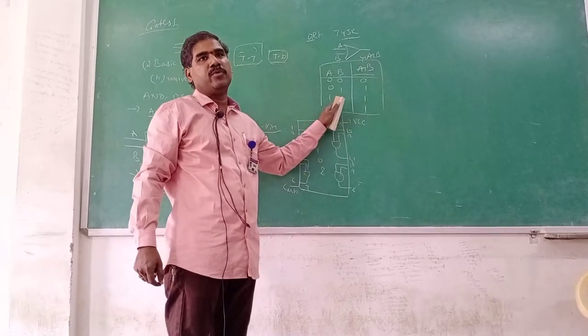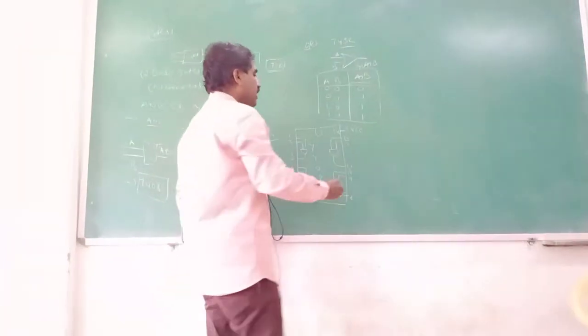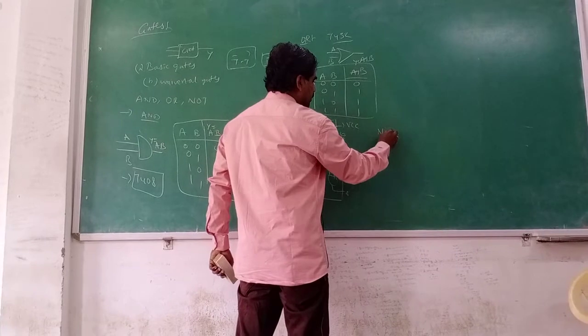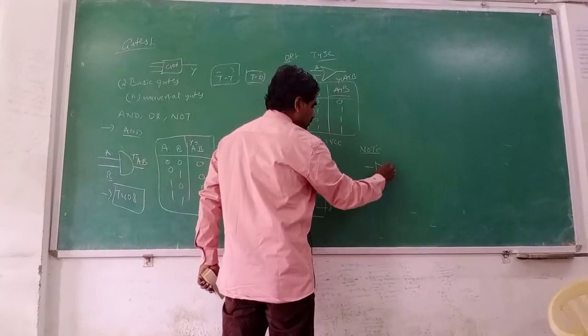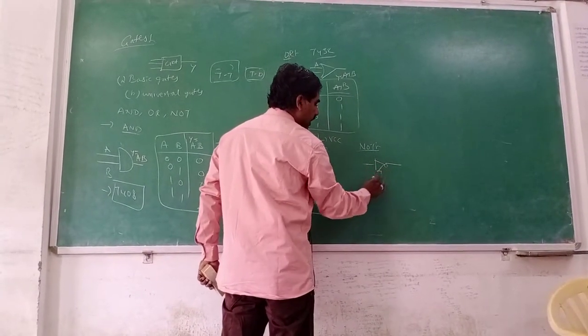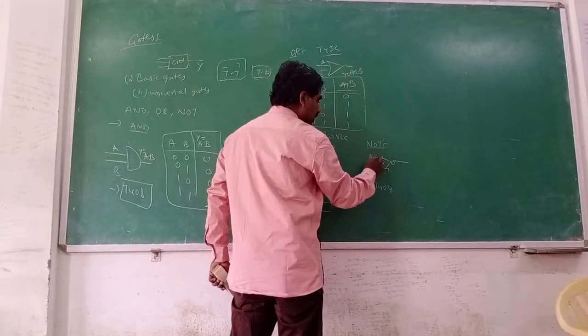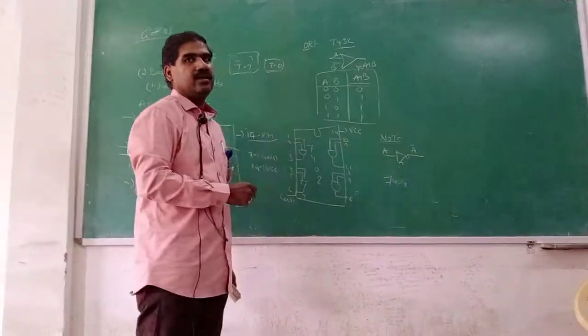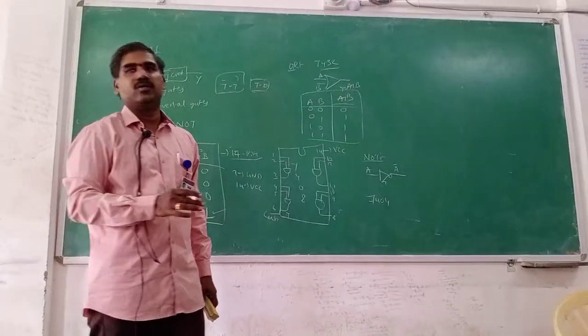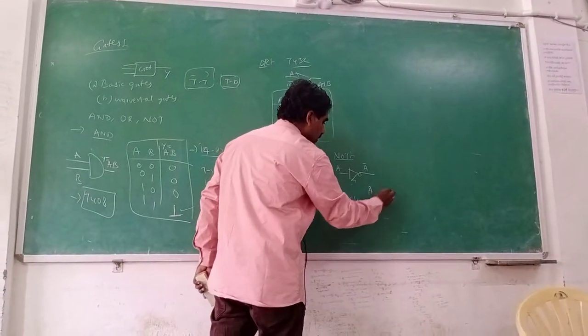Okay. Another one is NOT gate. Its IC number is 7404. Input is A, output is simply the complement. Output is the complement of the input. A 0, A bar 1, 1 0.